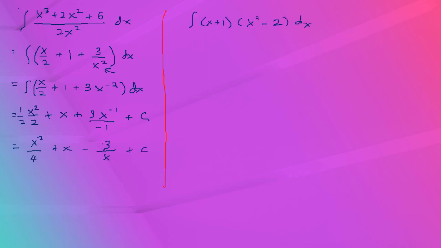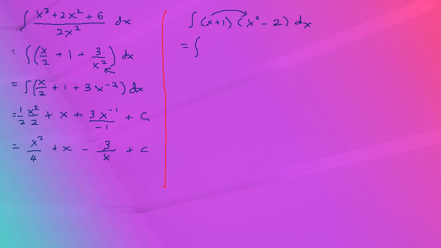Alright, next example. Integrate x plus 1 multiplied by x squared minus 2. Here we have multiplication. We cannot integrate one by one. If we have functions with plus or minus, then we can integrate one by one. So for this integration, first we need to expand this function.